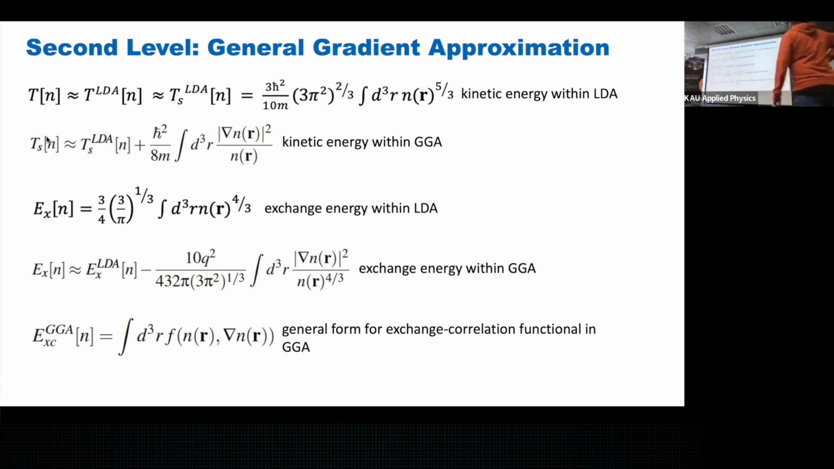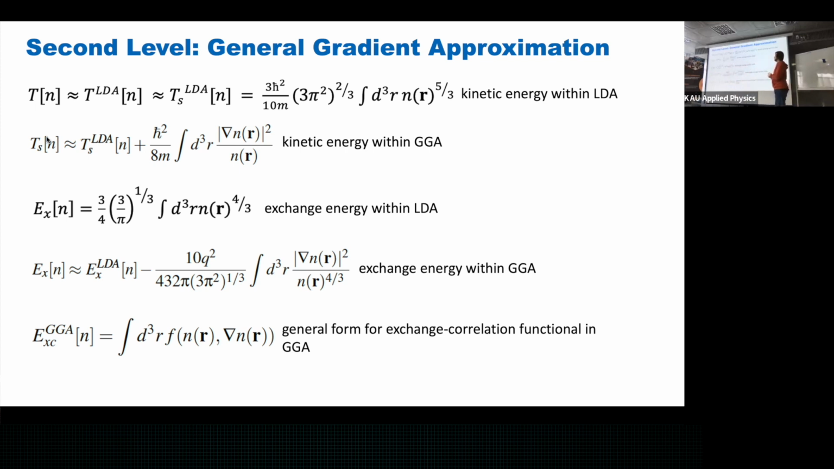Second level, generalized gradient approximation. We take the LDA approximation and add some gradient of the electronic density to the kinetic energy. Because the LDA approximation is really unnatural: we don't have the same density throughout the molecule. But this approximation adds a difference in kinetic energy, and we can more reasonably build molecules.